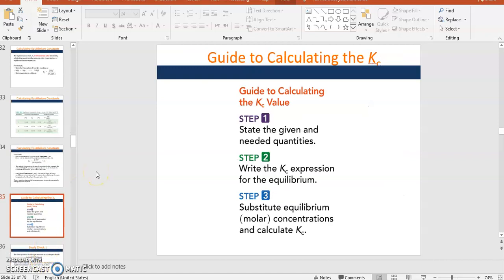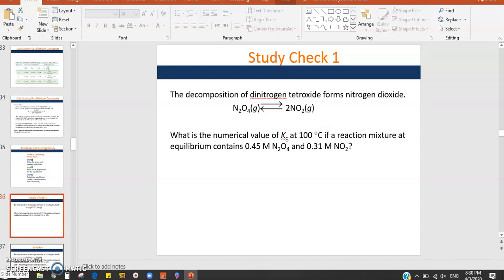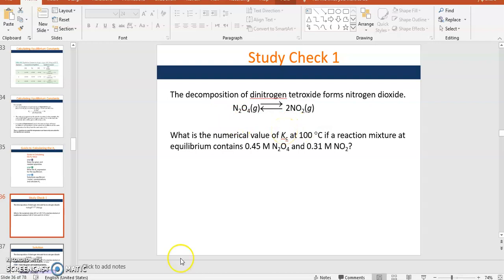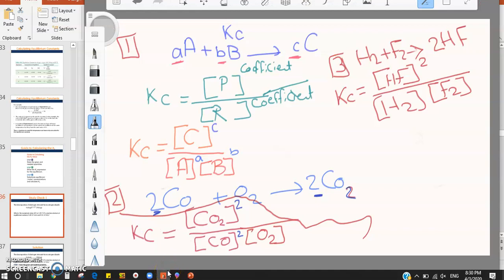So balancing an equation will come in handy now. It's so important. So here is a problem. Here it says, okay, this is a decomposition of N2O4 to 2NO2.